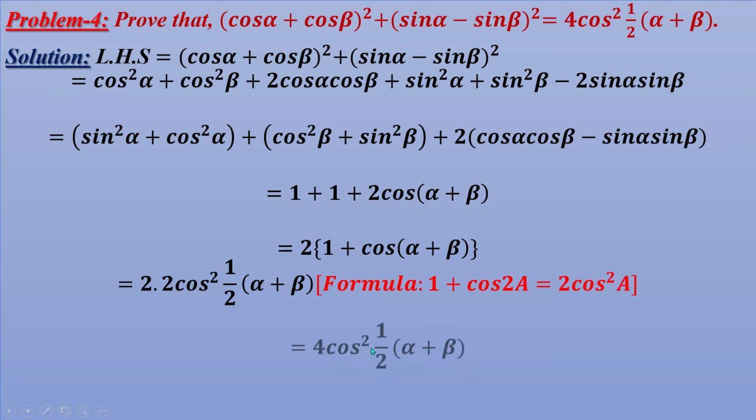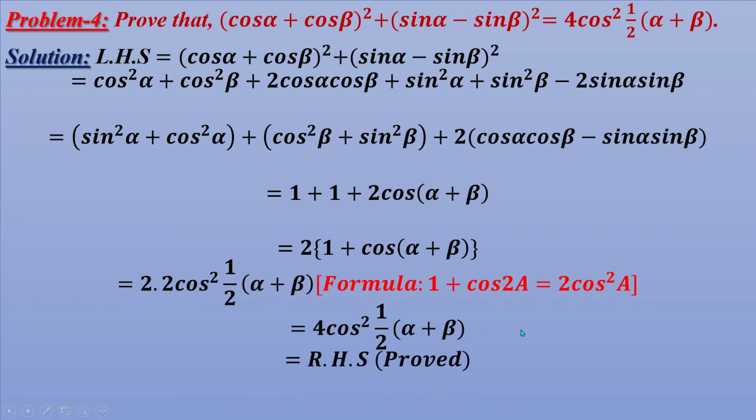And this equal to 4 into cos square half of alpha plus beta. This equal to right hand side. So proof is complete. Now problem 5.